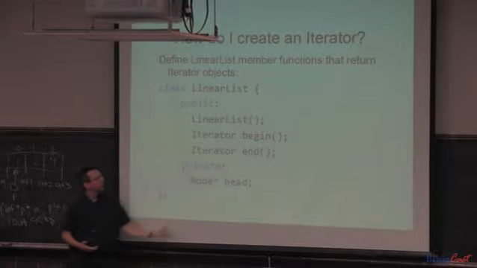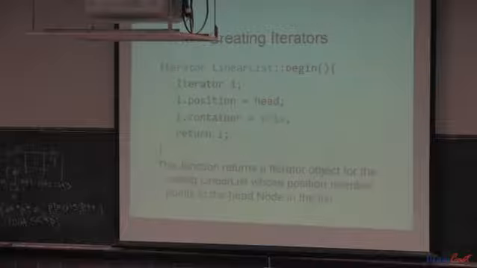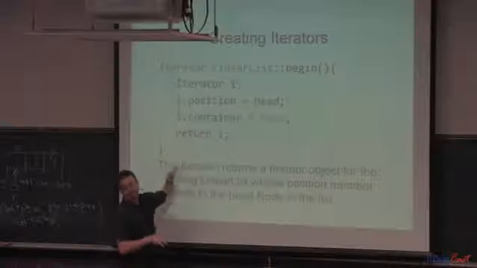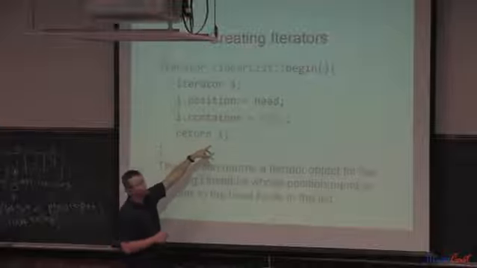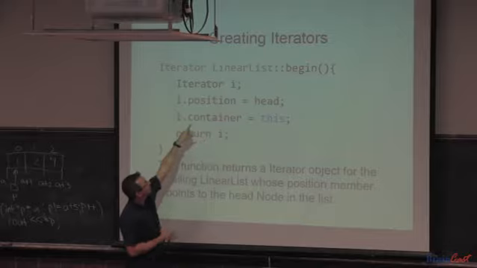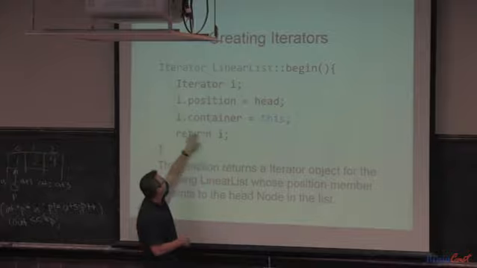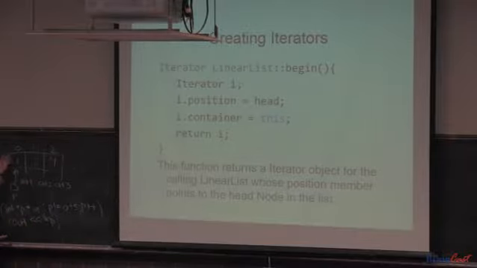Okay? And so inside of linear list, you have two functions which return iterators, one giving you the beginning, one giving you the end. And then here's the code for getting the beginning. You create an iterator object I, so that's like taking the place of the index. You set the position to the beginning of the list, the value of head, and the container is the object that calls this. So the linear list that calls this is a pointer to a linear list, the calling object. This is a linear list member function. And then I just return I. So this one will return an iterator object which has a position pointer pointing to the head of the list.